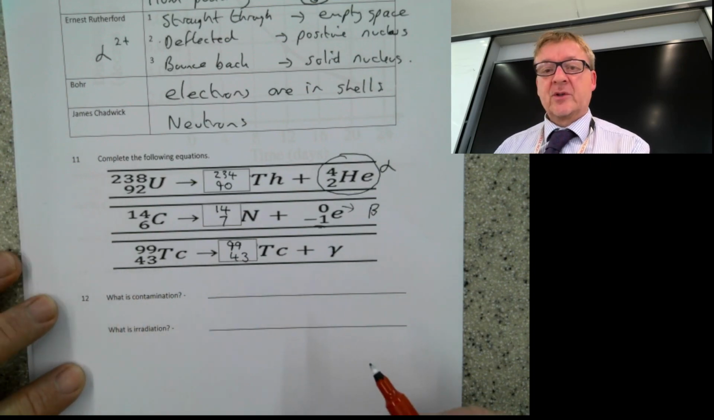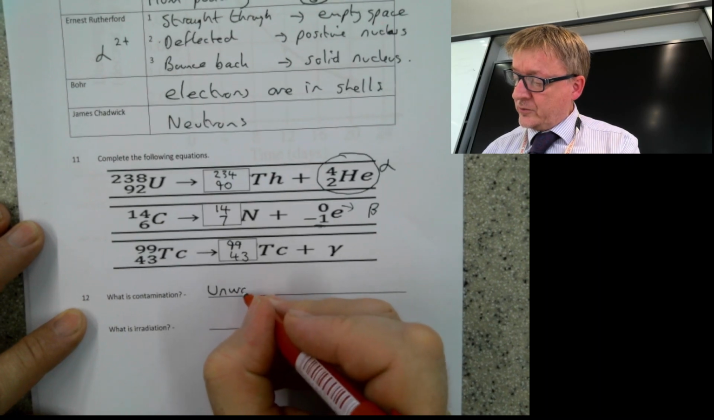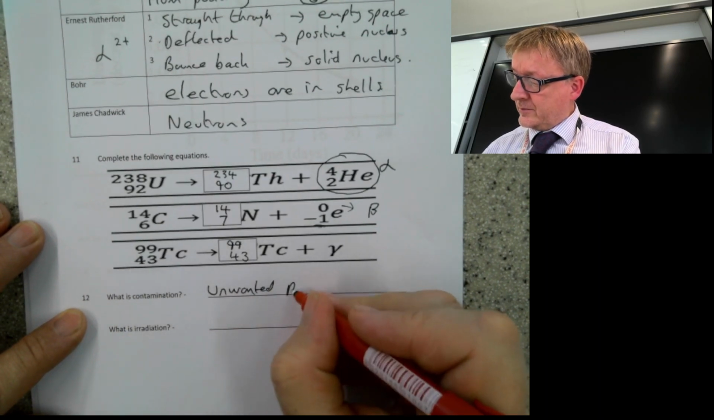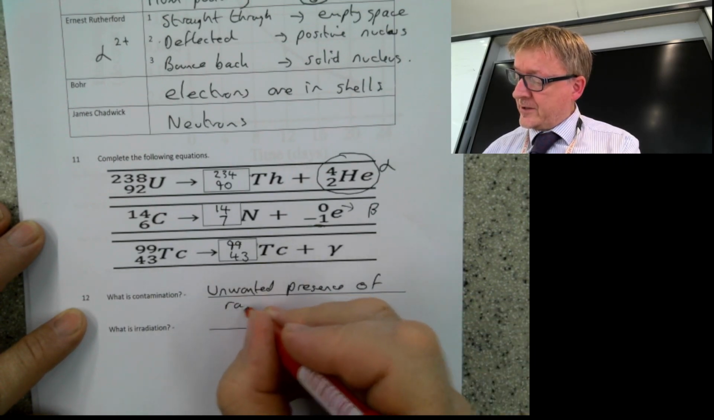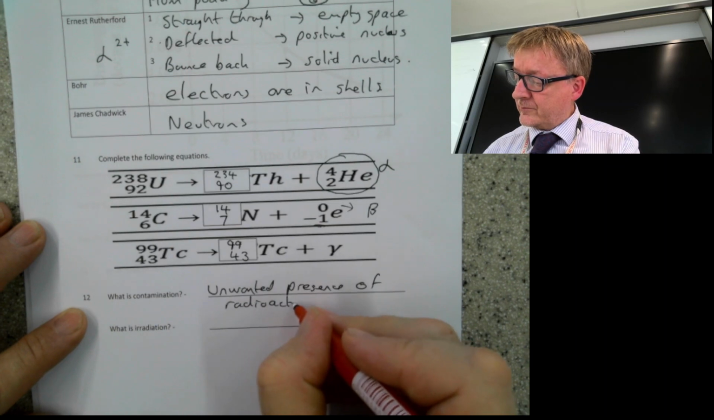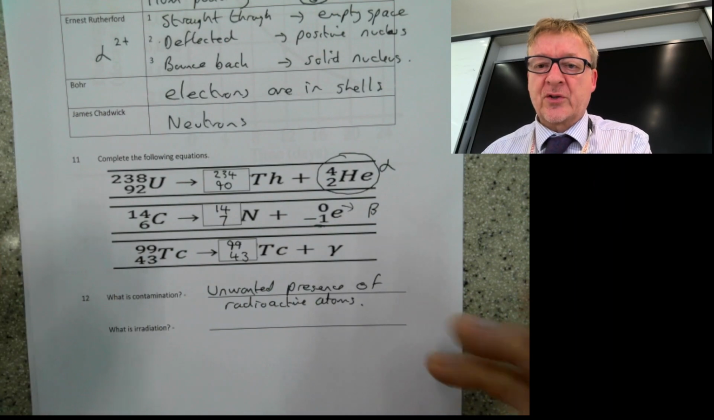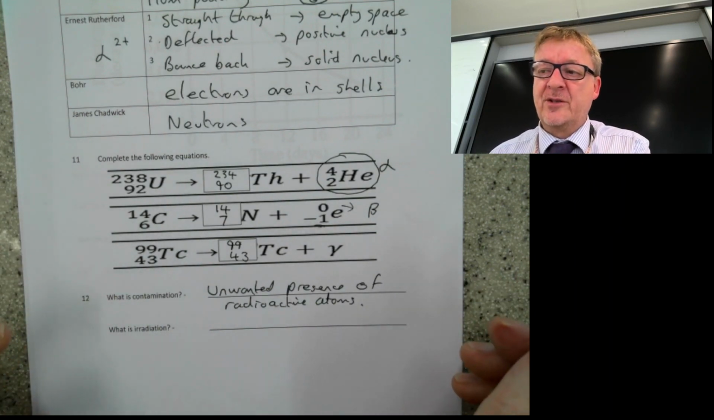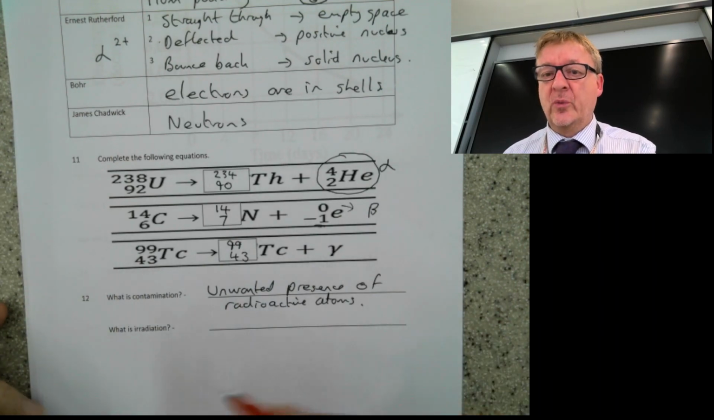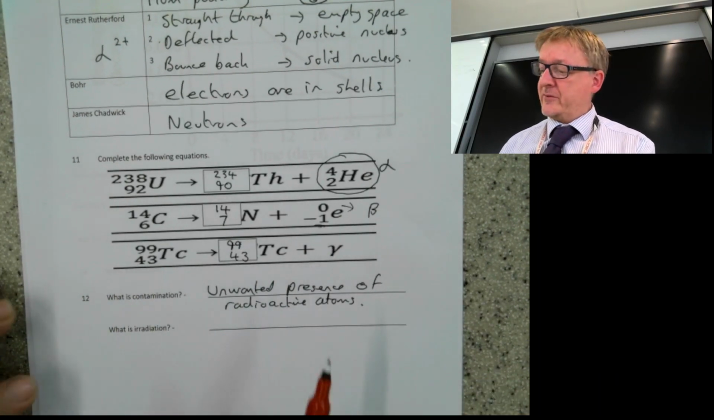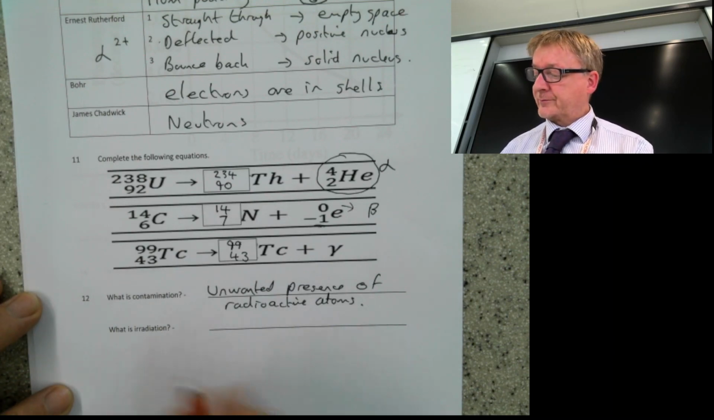2 words. Question number 12, what is contamination? It is the unwanted presence of radioactive atoms. Basically something's got something that shouldn't be there. So you could have a piece of meat that is contaminated because it's got the unwanted presence of something. But from a radiation or science point of view, it's the unwanted presence of radioactive atoms.